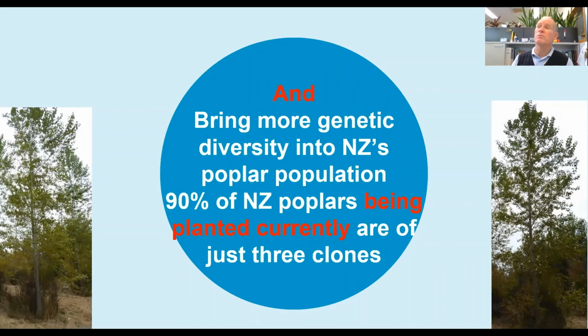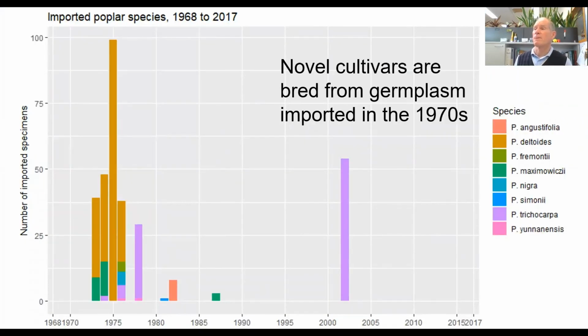And of course, we want to bring more genetic diversity into New Zealand's population. 90% of New Zealand poplars being planted currently are just 3 clones. We breed with the pure species or hybrid material we have in New Zealand from earlier imports. You can see the graph shows you where the majority of those imports were made back in the 1970s.